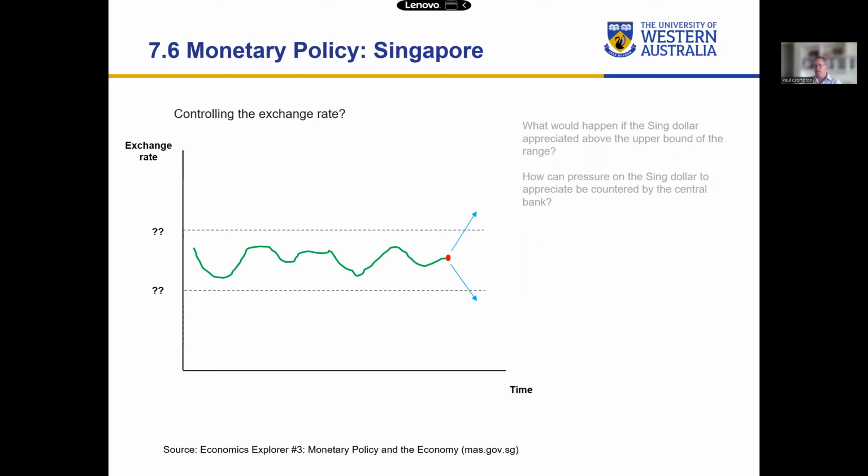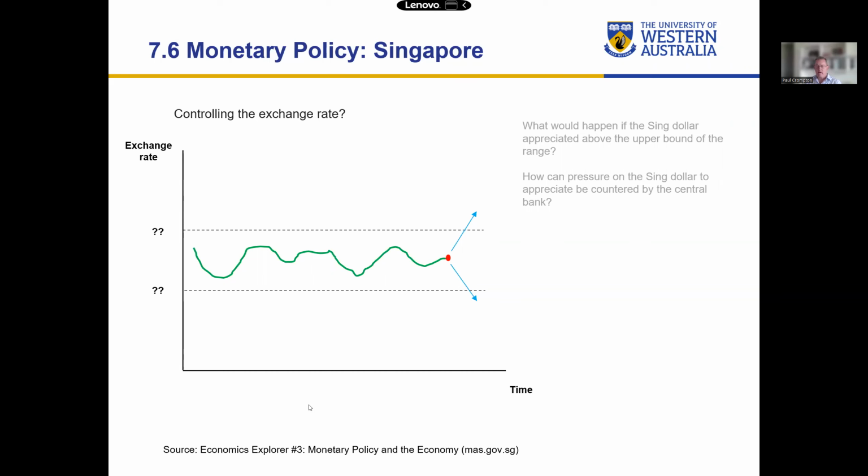I certainly don't want you thinking that monetary policy is all about interest rates moving up and down to affect the position of the AD curve to affect inflation. That's just one example of the way monetary policy can be used. Singapore do it in a completely different way.